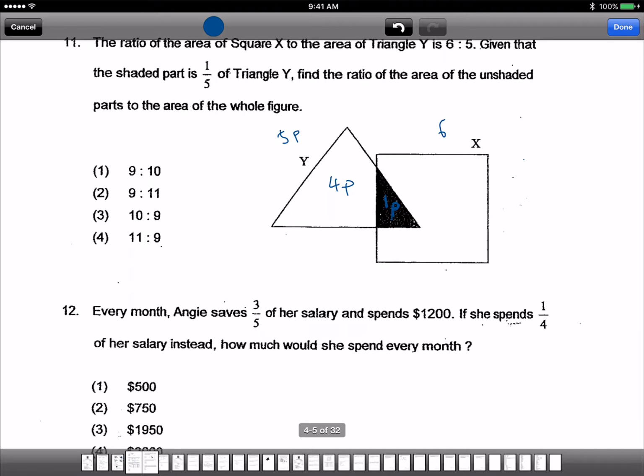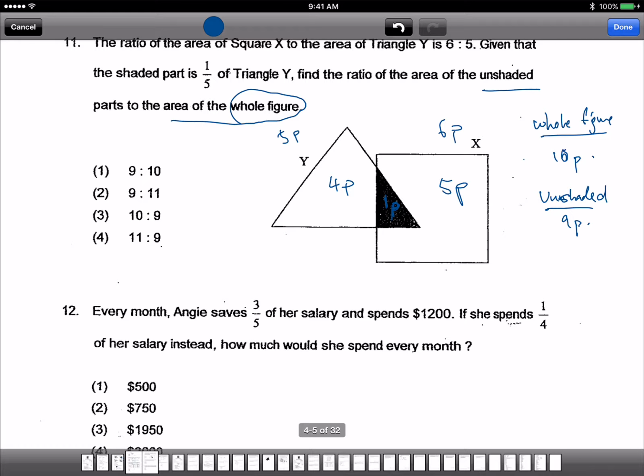Find the ratio of the area of the unshaded part to the area of the whole figure. So here's 5 parts, here's 6 parts. Now since this is 1 part, this has to be 5 parts. So the area of the whole figure is actually 10 parts. Area of the unshaded is actually 9 parts. So the ratio is 9:10.